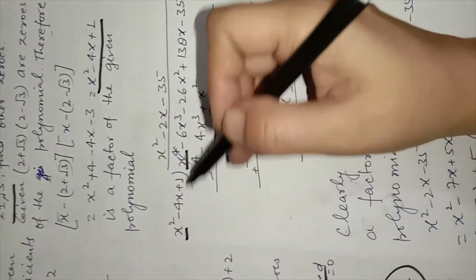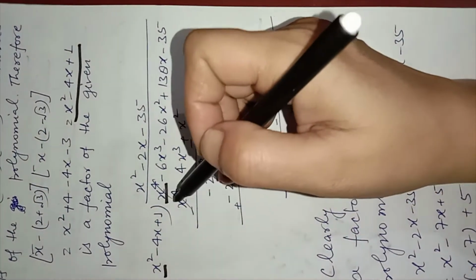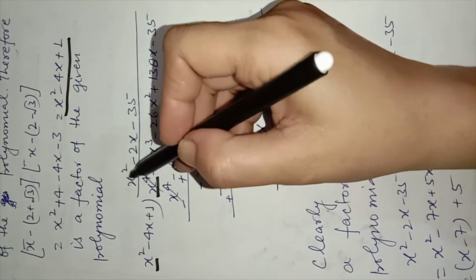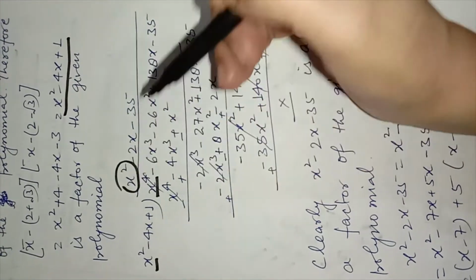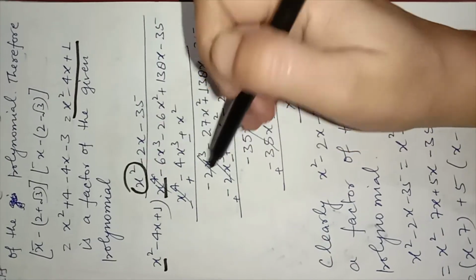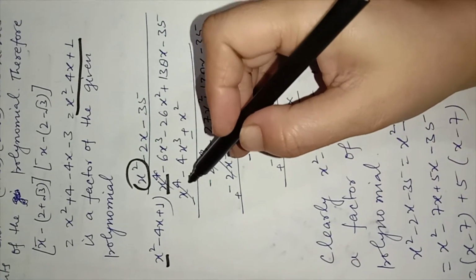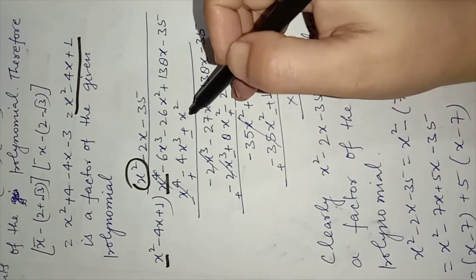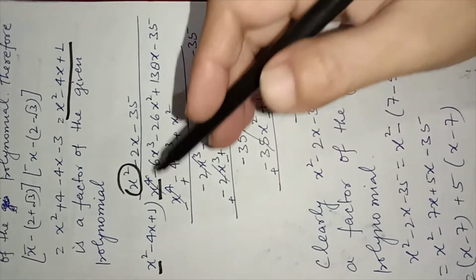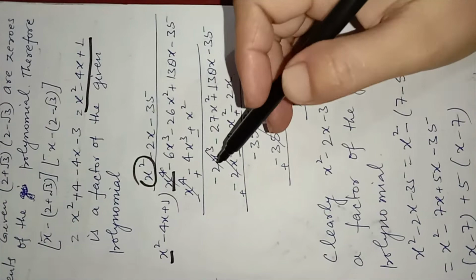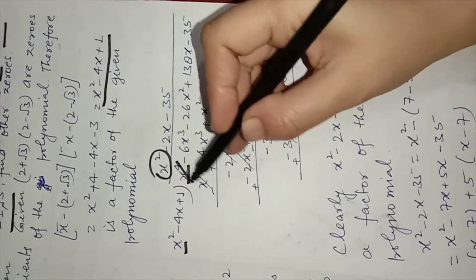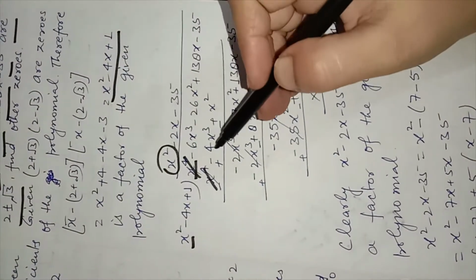X to the power 4 and x square. So we need x square to make it x to the power 4. So at the first step the quotient is x square. We will multiply the divisor by x square. We will get x to the power 4 minus 4x cube plus x square. Now we will change the sign, and as in simple division we subtract the terms, in the same way we will subtract them. These two terms will be cancelled.